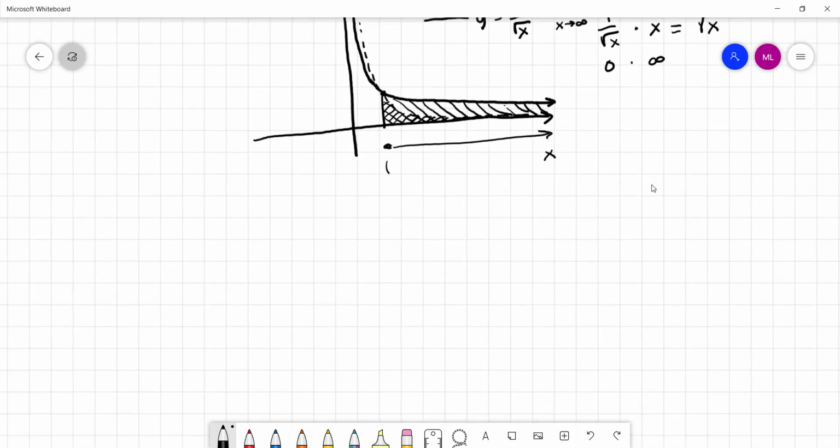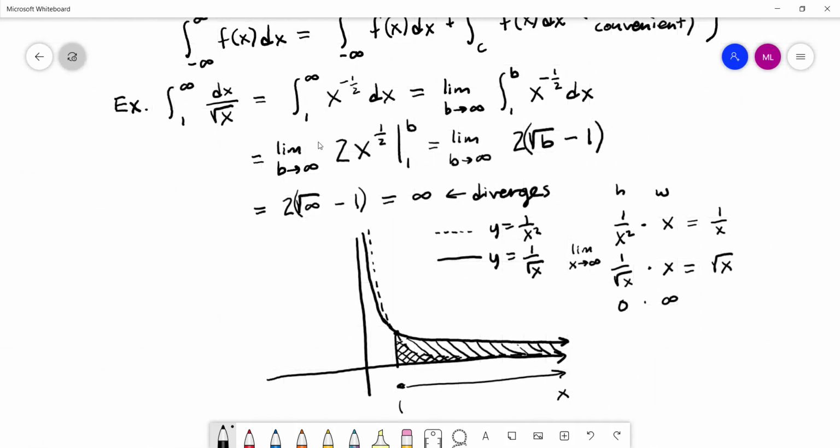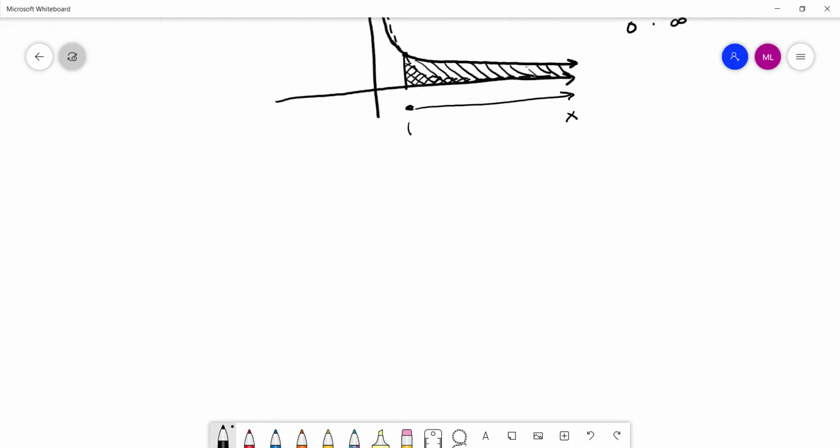Okay, let's do another example. So again, the conclusion of this one though was the integral diverged. It was this case down here. Okay, in the next case, let's look at this one. The integral from 1 to infinity of 1 over x dx.